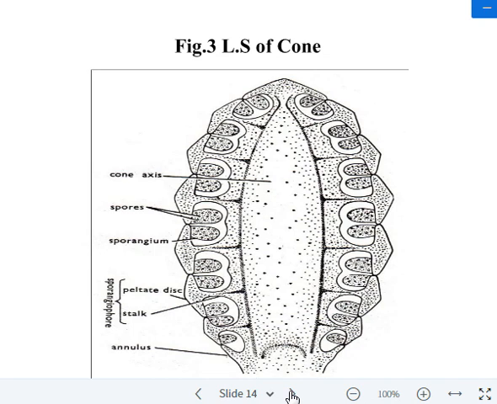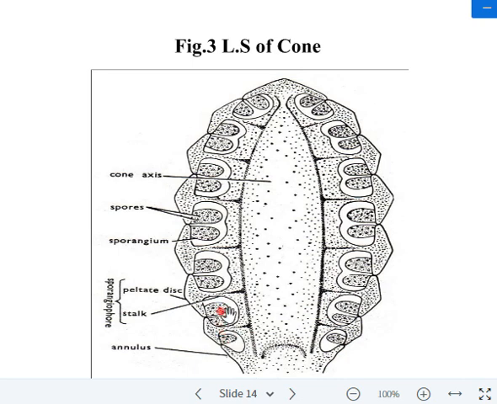It is a picture of the LS of the cone. If you cut the LS of the cone, you can see that in the middle of the cone there is a cone axis. Around the cone axis on both sides there are developed sporophylls, and on the under surface of the sporophyll there is a developed sporangium.